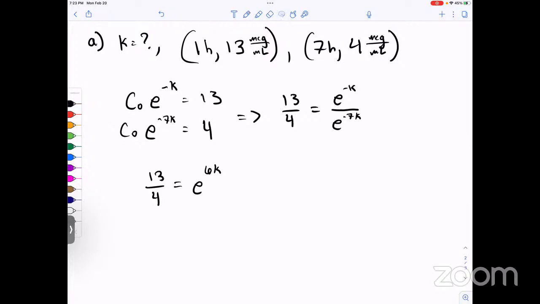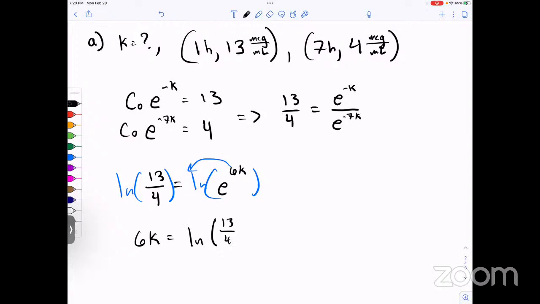So the log here, this is going to come down. We're going to take the log here, okay? I'm going to kind of switch the order. We get 6K equals whatever this is. I'm just going to leave it 13 over 4. Divide both sides by 6. Our K is going to be the log of 13 over 4 over 6. Okay, we put that in the calculator, and that's how we're going to find our rate.